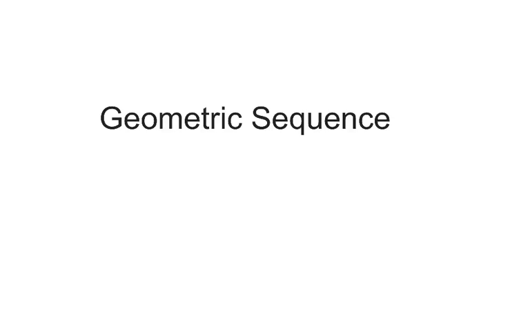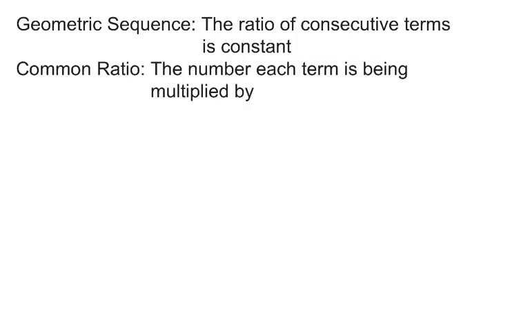The geometric sequence is another special sequence, and it's one in which the ratio of consecutive terms is constant, unlike the arithmetic one where we added the same amount every time. Now we're going to multiply by the same amount every time. That amount that we multiply by is called the common ratio, which we denote with a little r.